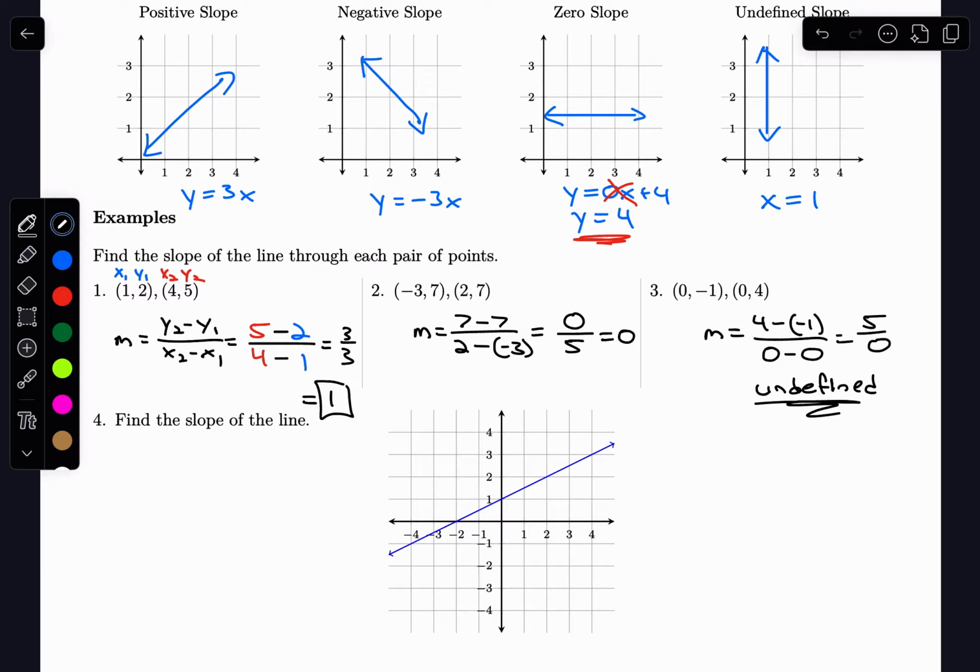Now, number 4, we want to find the slope of the line, and we are given a graph this time instead of 2 points. That's only technically true, though.